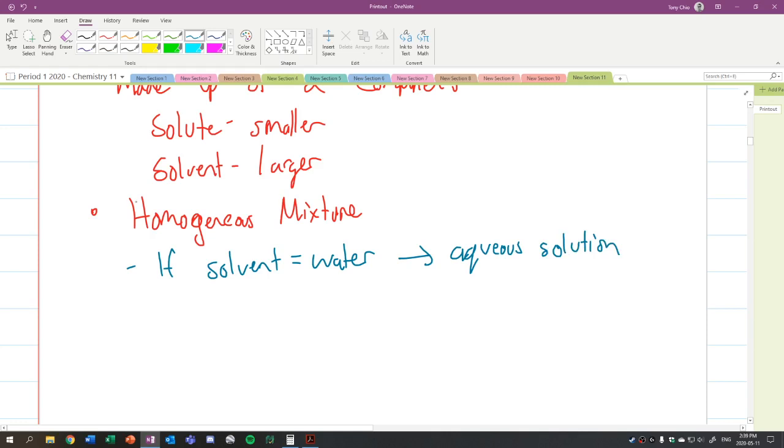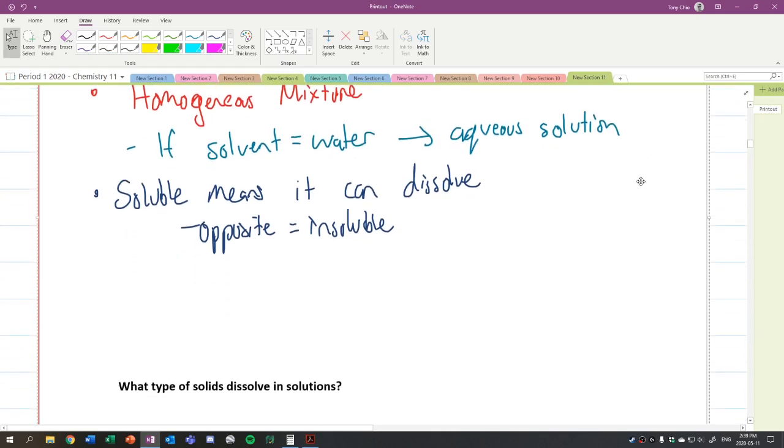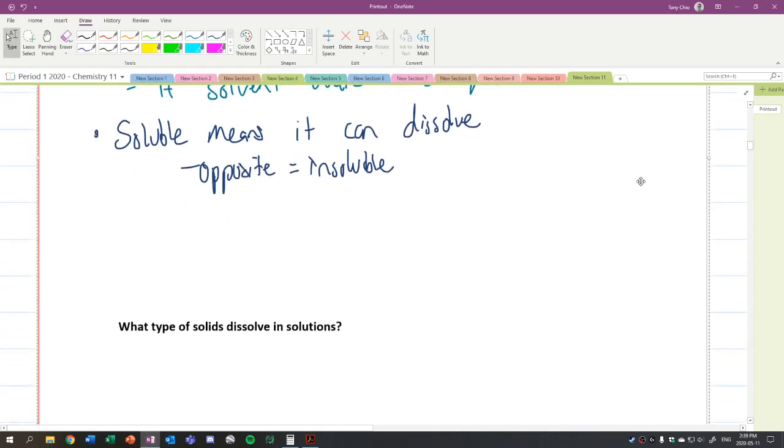And if we talk about soluble, what soluble means is it can dissolve. The opposite is called insoluble. And why is that important? It's because this allows us to modify concentration to what we need.